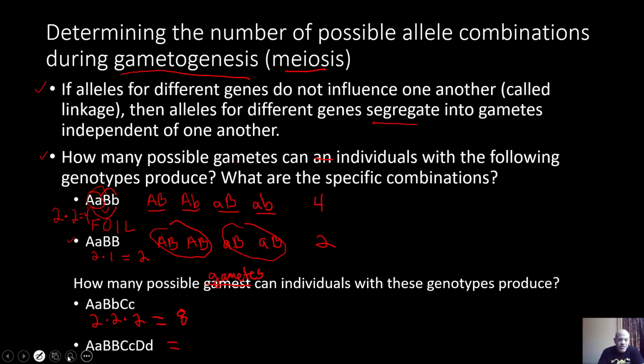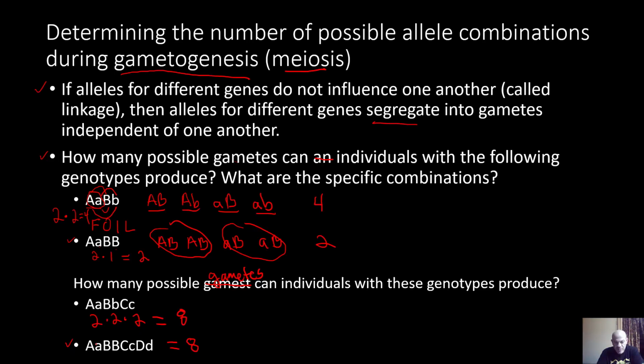And so how many do you think you can get on this last one? And now that's 4 traits: Gene A, Gene B, Gene C, and Gene D. And so let's think about that for a little bit. And if you came up with 8 on this one, you would be correct.